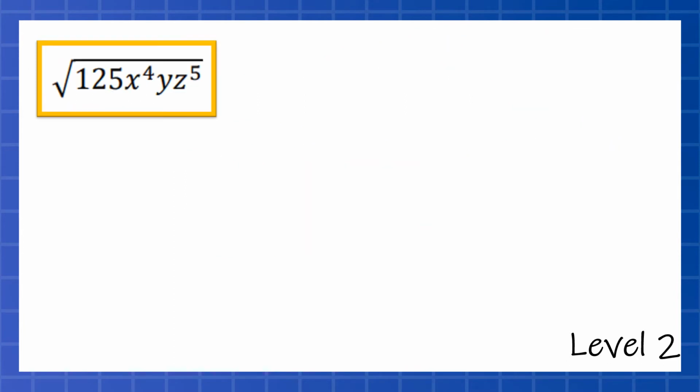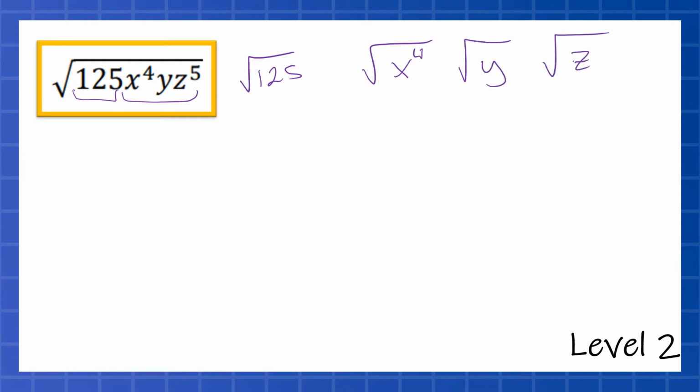To kick it up a notch, I'm going to do 2 things here. One, I'm making 3 different variables and also numbers, okay? So we've put a coefficient in there. To make this simpler, we're going to focus on one piece at a time. You can almost treat this just like it was square root of 125, the square root of x to the 4th, the square root of y, and the square root of z to the 5th. Our product property says that if they're multiplied together, we can pull them apart into separate square roots. Now, this makes it a little bit easier, so I'm going to first simplify the 125.